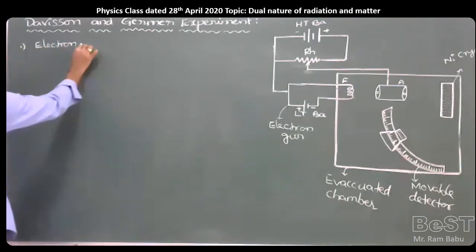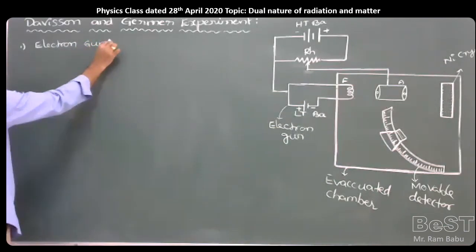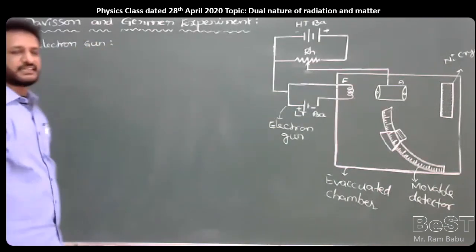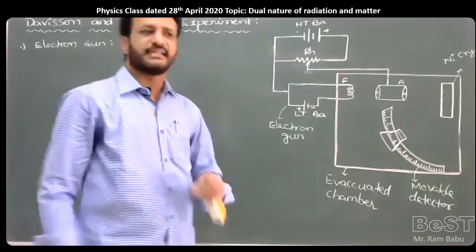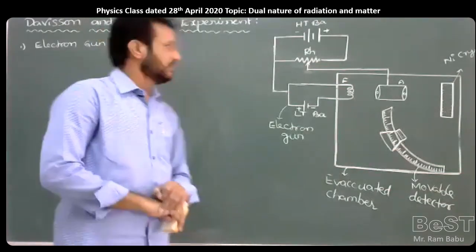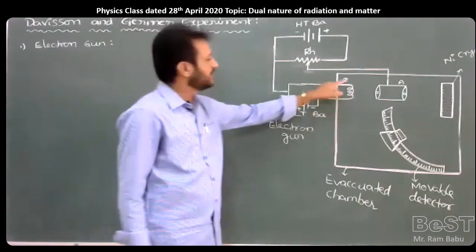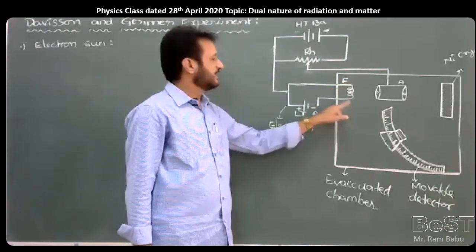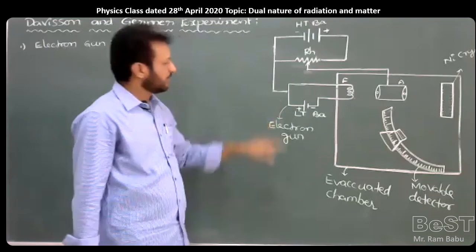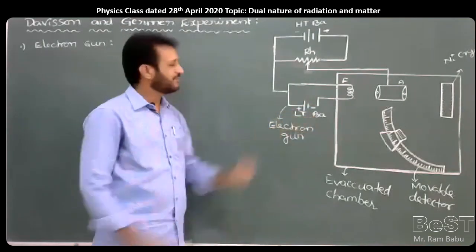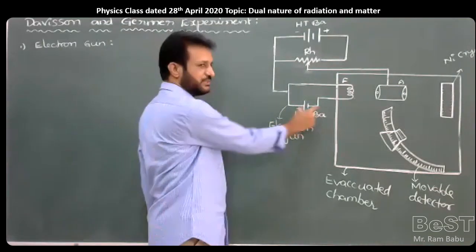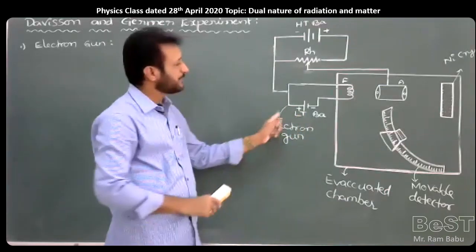One important part of this experiment is the electron gun. So what does the electron gun contain? An electron gun contains one filament F, which is made of tungsten and coated with barium oxide. This electron gun is connected to one low tension battery. Whenever the circuit is completed, the switch will be on and the current will be supplied to the filament.